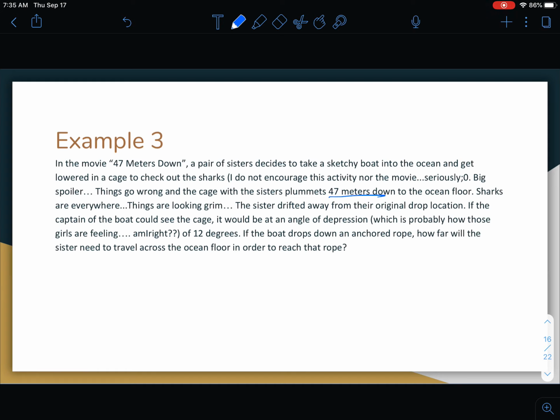Sharks are, of course, everywhere because it's a movie. And things are looking grim. The sisters drifted away from their original drop location.